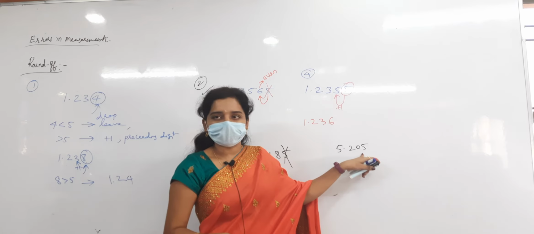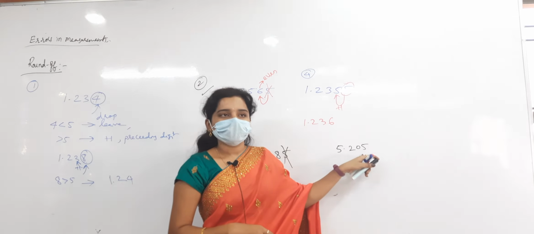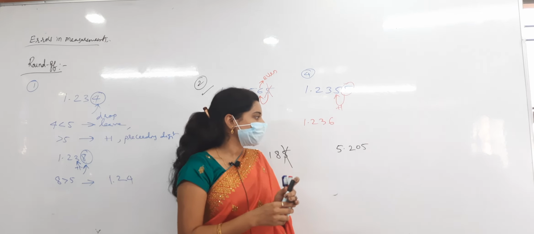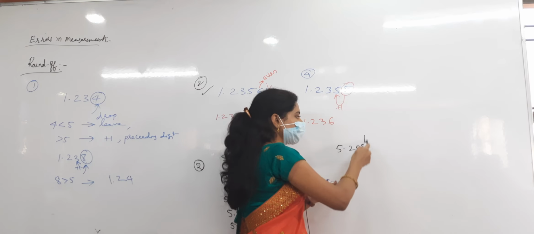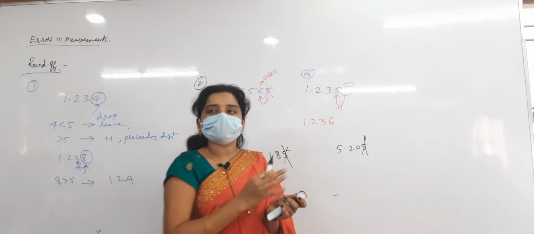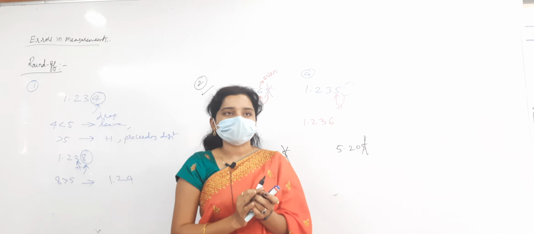How many digits? 2 digits. How much is it? 5.2 only. Whenever it is 5 and the digit before it is 0, you just drop it and leave the number as it is. There is no change in that.